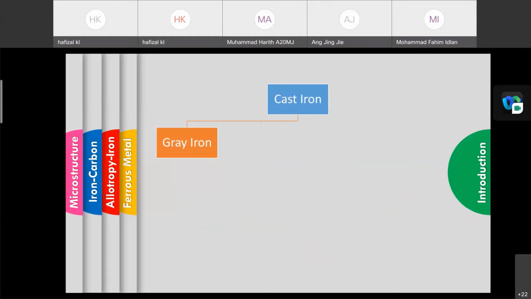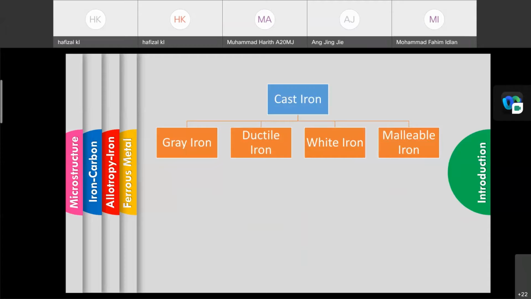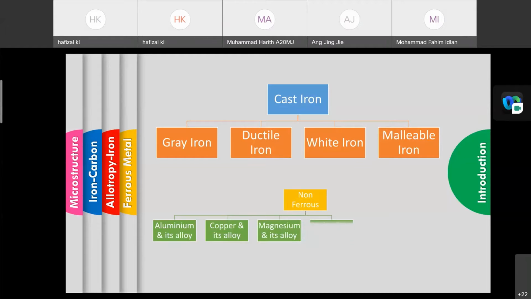So then we have steel, and then we go for the cast iron. After this, we will see the cast iron region and the steel region in the phase diagram. For the cast iron, we have several groups: gray iron, ductile iron, white iron, and malleable iron. And for the non-ferrous, we have already explained that it is an alloy, a lot of non-ferrous material.